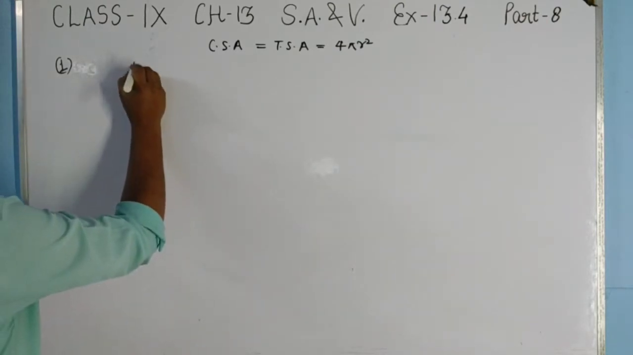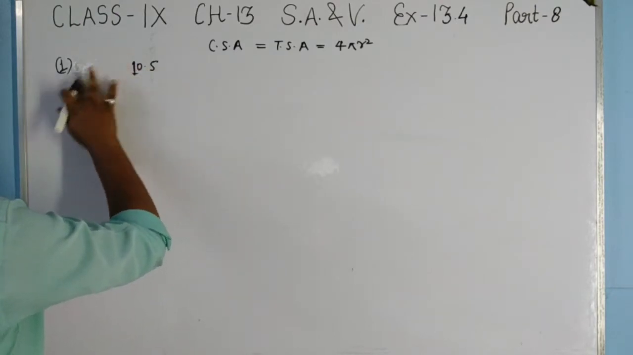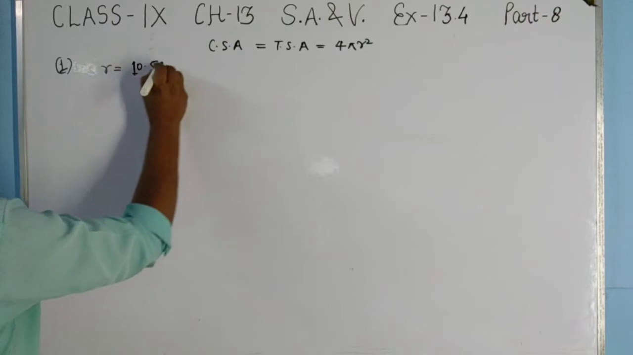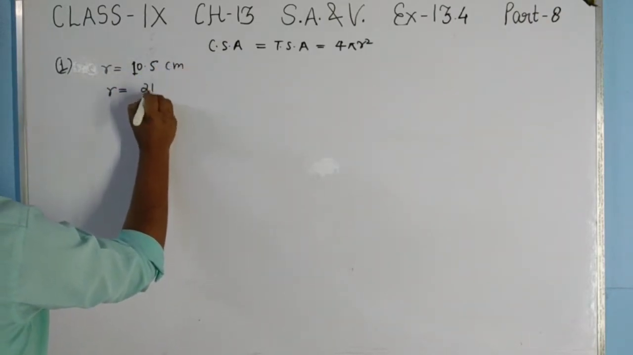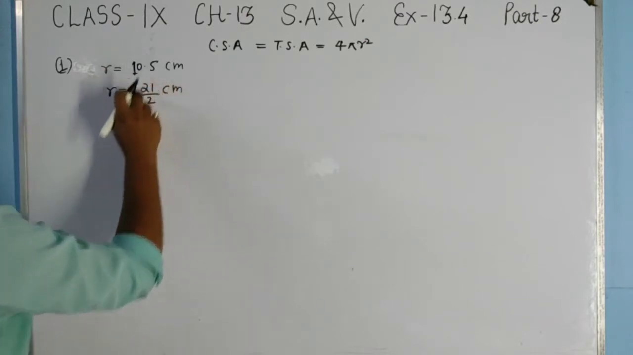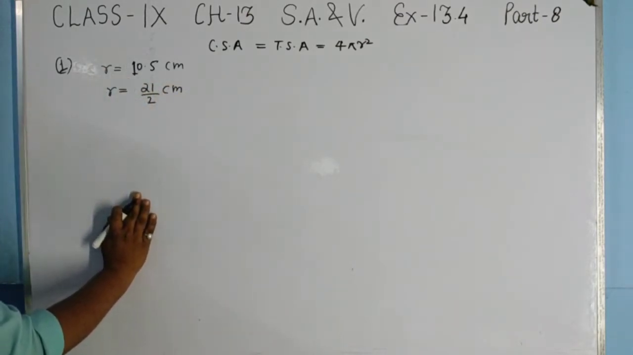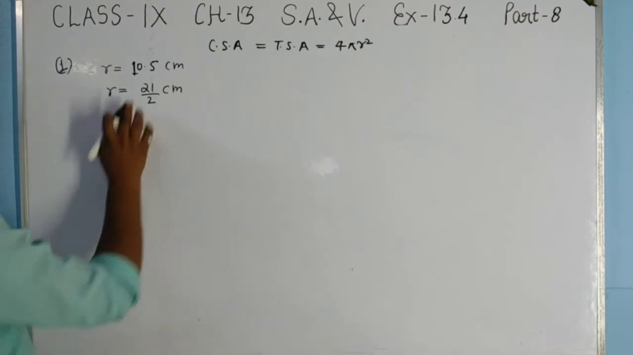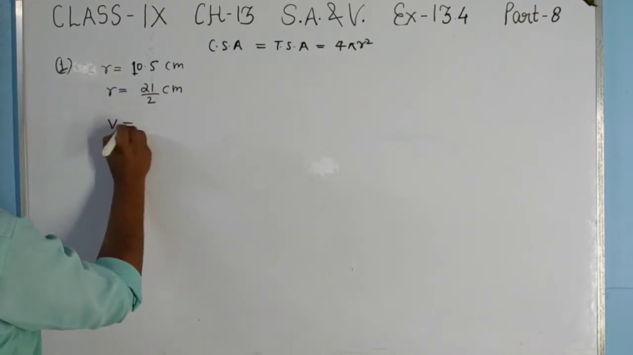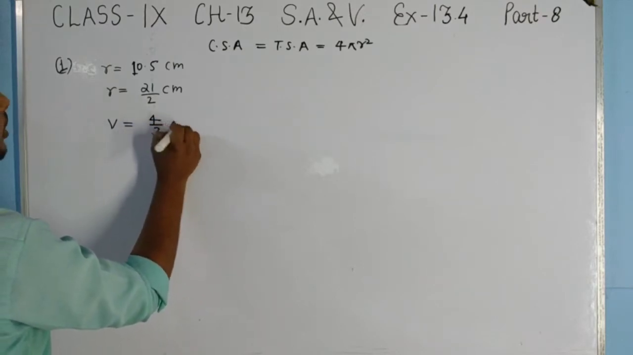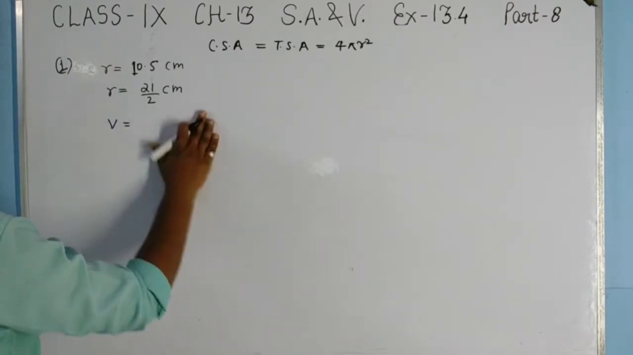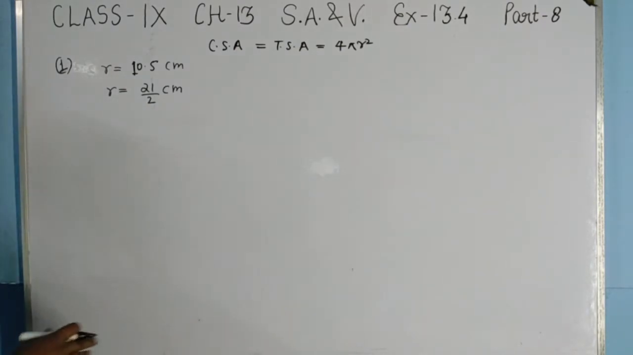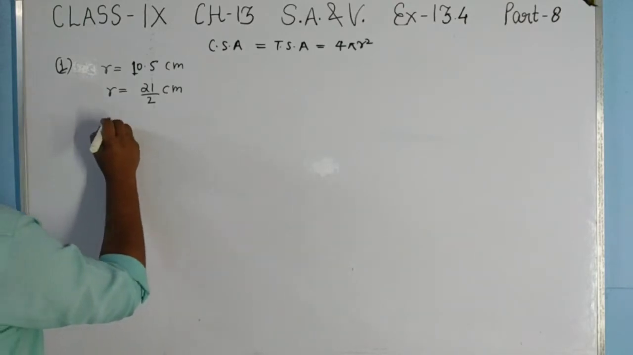Like the first question. I am telling you one question and the rest you will solve by yourself. Here r is given as 10.5 centimeter. You can change it into 21 by 2 centimeter, since 10.5 is half of 21. Now you have to find the volume. Volume is 4 by 3 pi r cube. Sorry, you have to find the surface area here, because it is the exercise related to surface area.